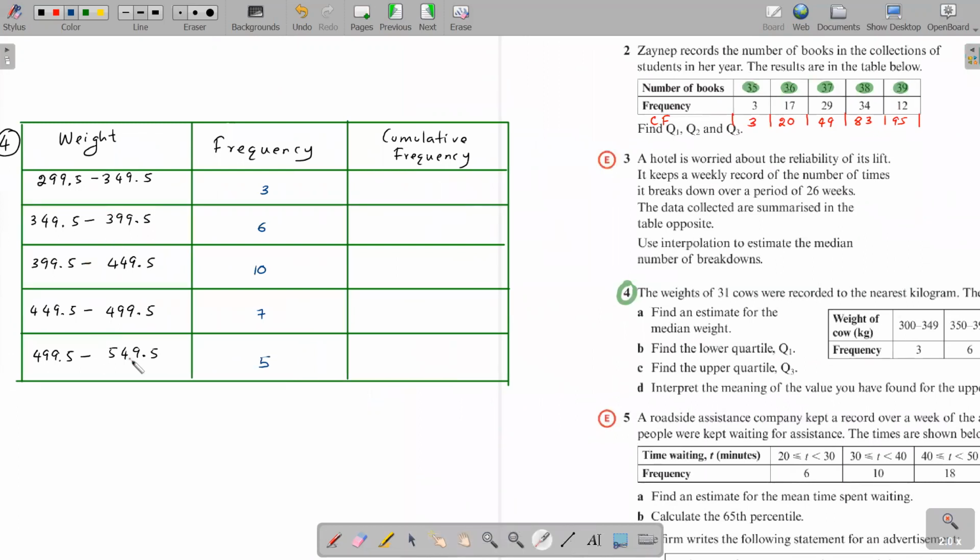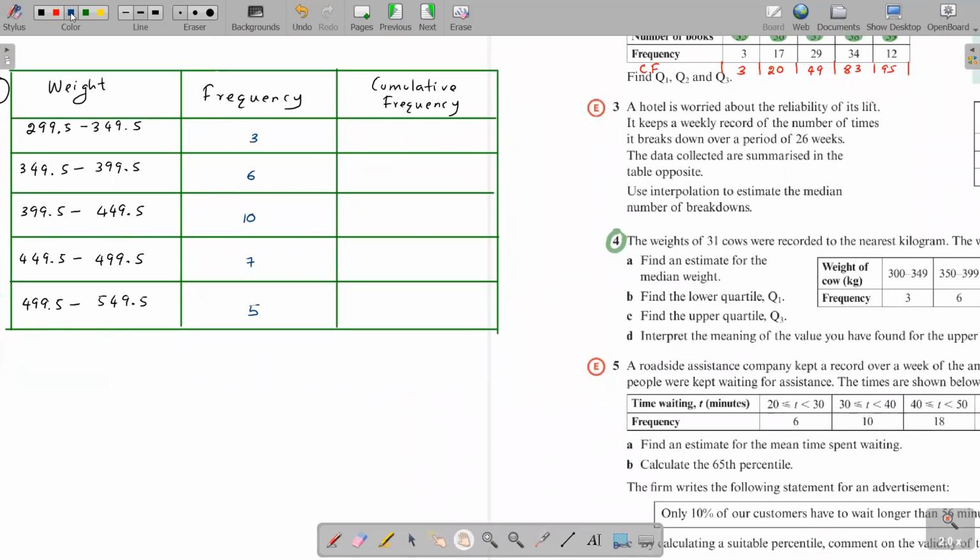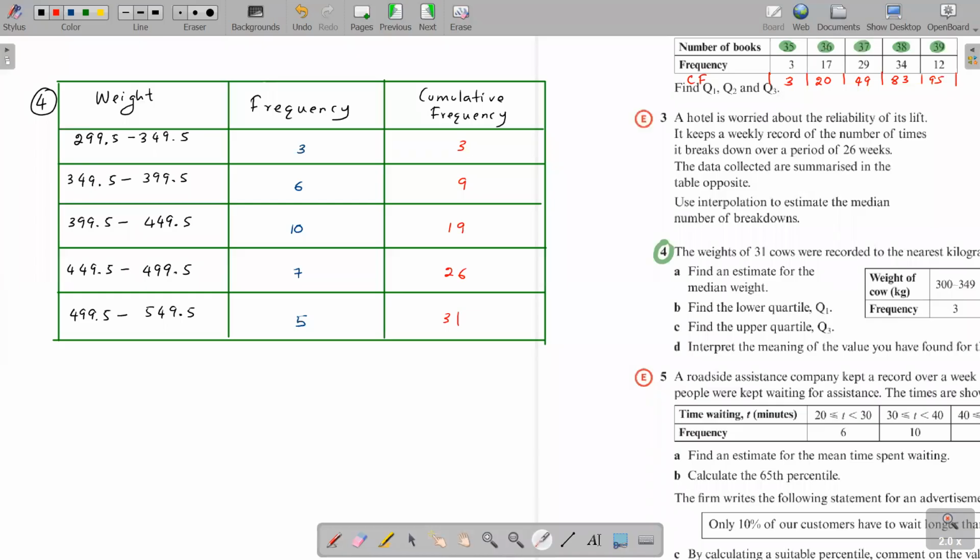Now let's go for the cumulative frequency. You add the frequencies, right? 3 plus 6, that's 9. 9 plus 10, that's 19. 19 plus 7 is 26. 26 plus 5, 31. So that is the cumulative frequency. Now we are ready to apply interpolation to find the median.